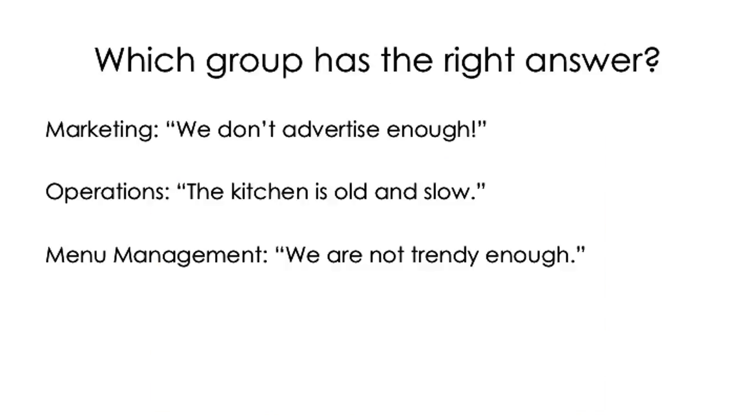So when you talk to the people around your organization, you're going to get answers like this. You're going to get marketing people who say, you know, the problem is we don't advertise enough. And you're going to get operations people saying, for a restaurant, the problem is the kitchen is old and slow. And the menu management people, the problem is we are not trendy enough. As you look at these three problem descriptions, what you should notice, and this is so true in most organizations, is that people see the problem through the lens of what they do. And oftentimes the marketing people say, well, the problem is obviously we don't have a big enough budget and we should be advertising more.